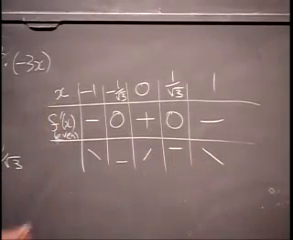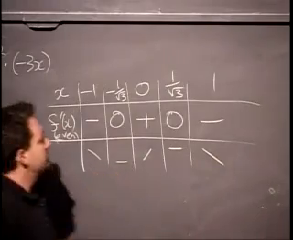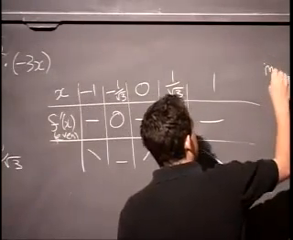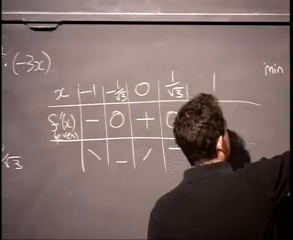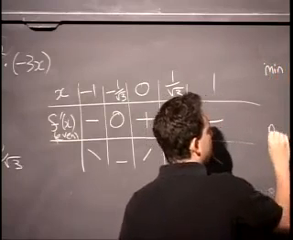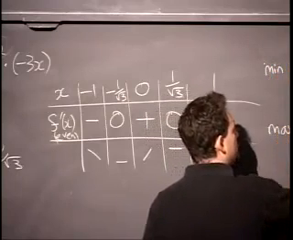And that's great. This is a minimum. So min at x equals minus 1 over root 3, and a maximum at x equals 1 over root 3.